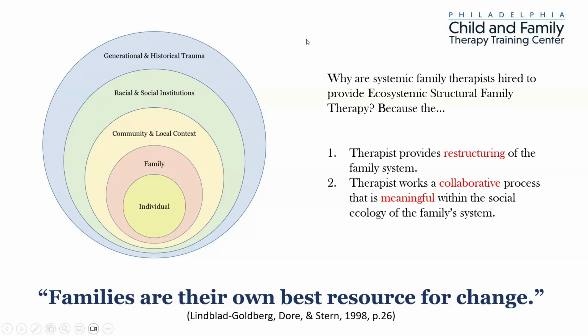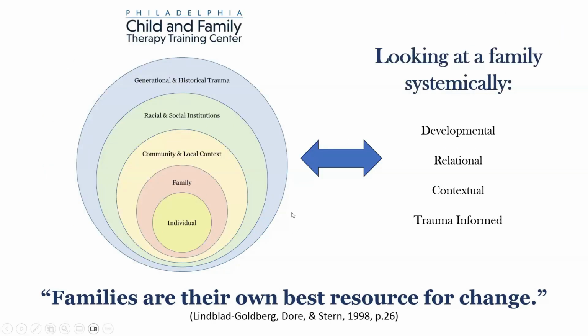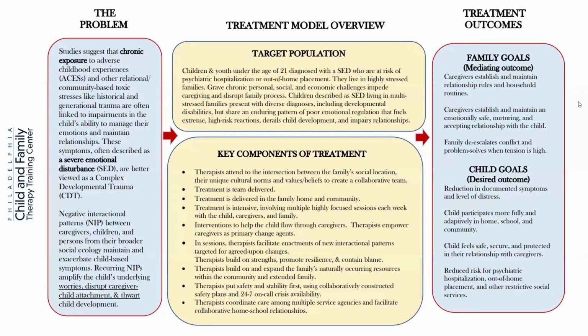As a systemic family therapist practicing ESFT, we say and we believe the individual is embedded in a system that is complex and has lots of layers to it, and the system evolves across time as well. So as we think about the social ecology, the reason we have to start there is because we have to look at the family systemically. That means we have to look at the family developmentally, relationally, contextually, and trauma informed. How do we use the logic model to help us stick to these really fundamental concepts of ESFT?